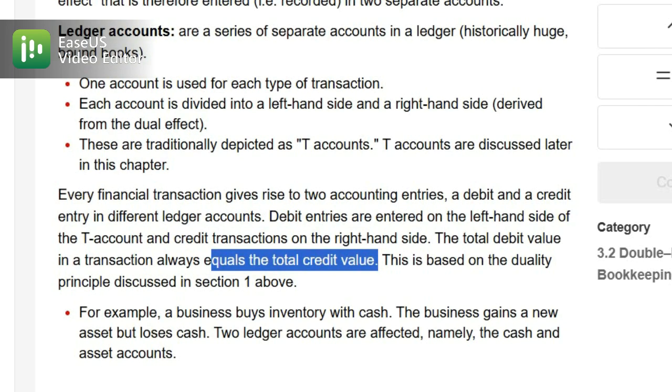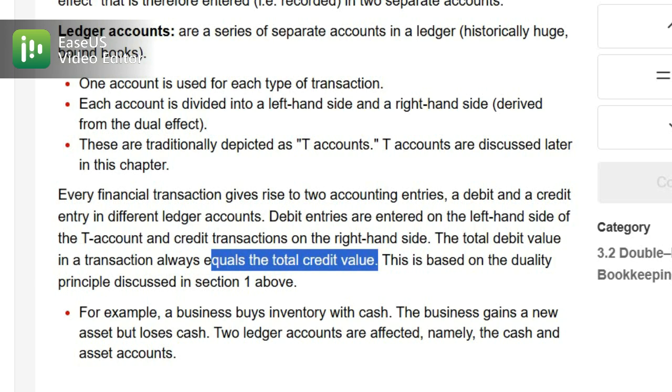Imagine you are running a small shop, and you buy inventory worth 10,000 using your cash. So you gain inventory, which is your asset, and you lose cash, which is your other asset. Cash is another asset. You are gaining inventory and losing cash. Now, two accounts are affected.